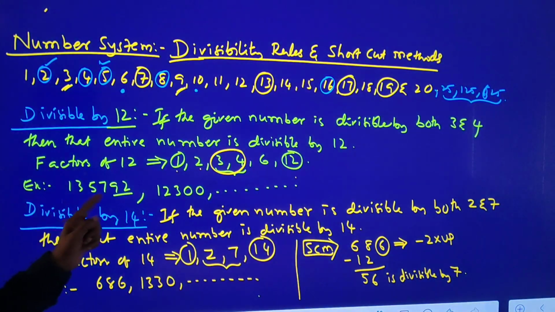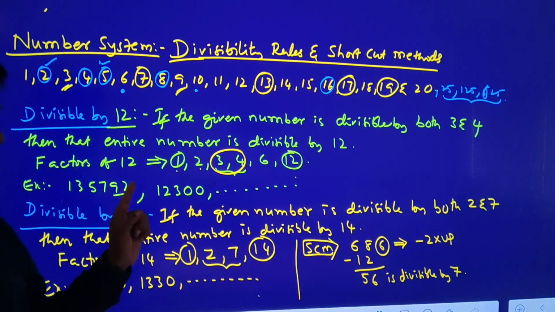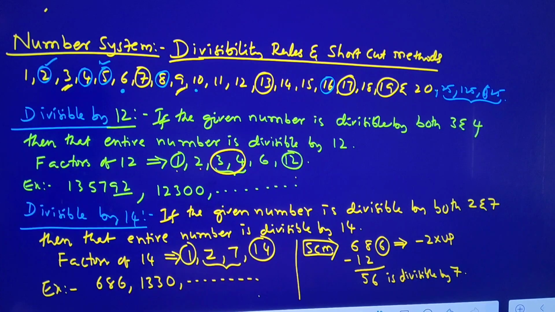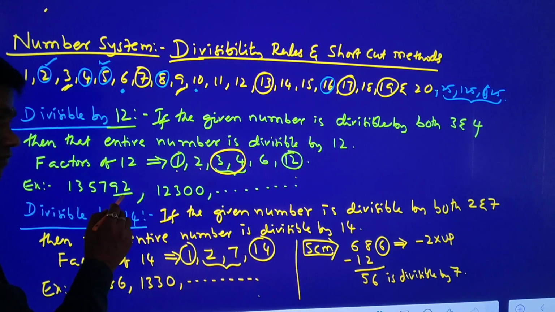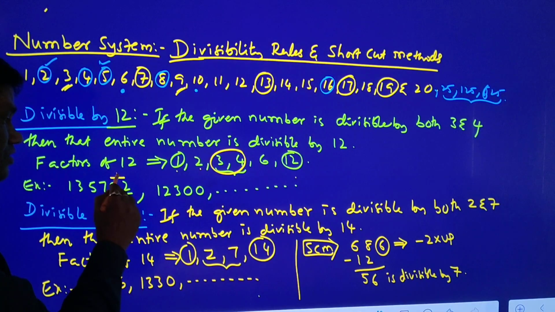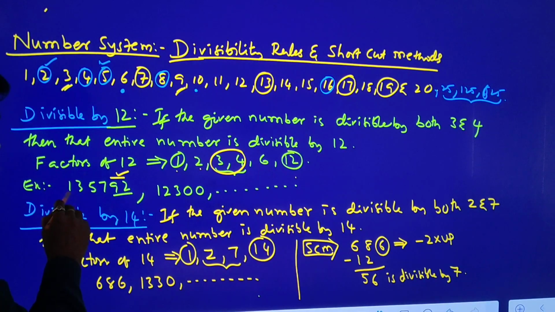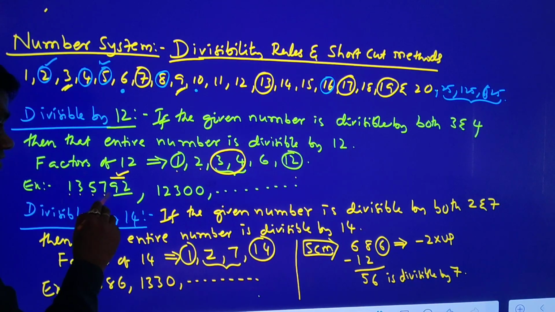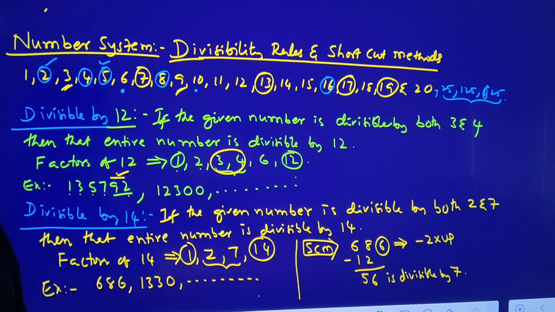Here, 1,35,792 is a multiple of 3 as well as 4, because here 92 is a multiple of 4. 4 8s are 32... 4 3s are 12, so that's why this 92 is a multiple of 4. And as well, 1 plus 3 plus 5 plus 7 plus 9 plus 2 is 27, and 27 is a multiple of 3, so that's why this entire number is divisible by 12.